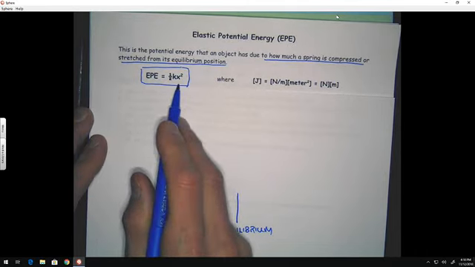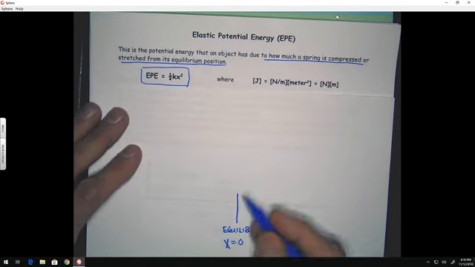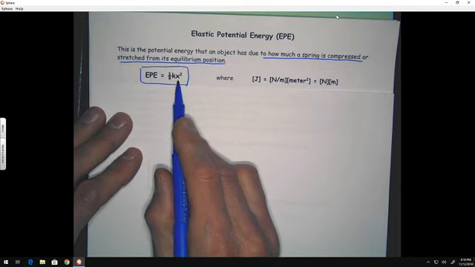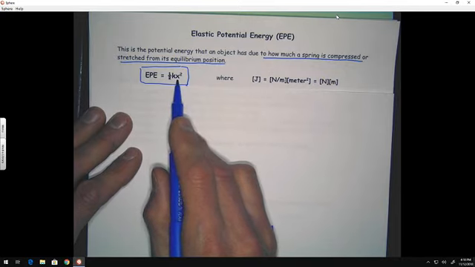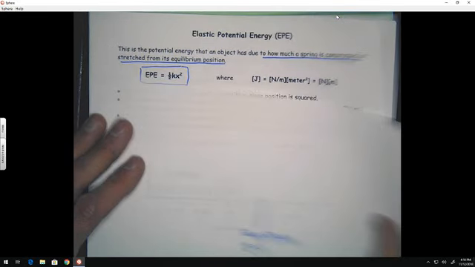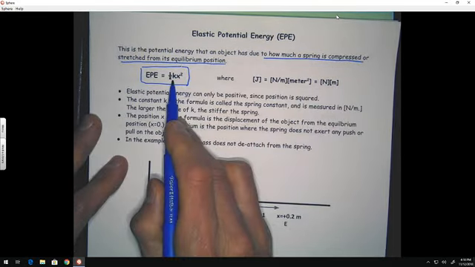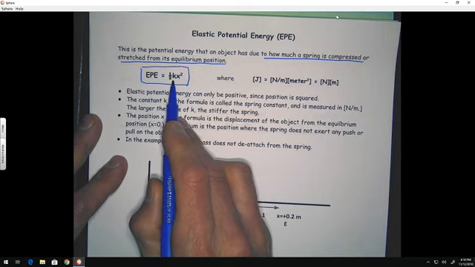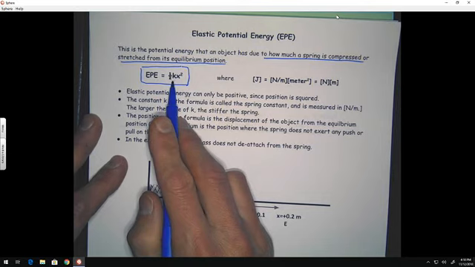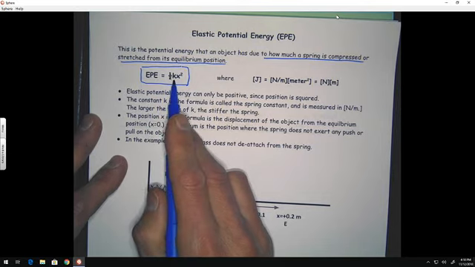Now, the x is what I was just talking about. X is going to be how far from equilibrium you are. So clearly, the further that you stretch or compress the spring, the bigger that x is going to be, the more potential energy you have. The other thing that shows up in the equation is k, and that k is called a spring constant. And the spring constant is going to tell you how stiff the spring is. So it's a number, and the bigger it is, the stiffer the spring is.